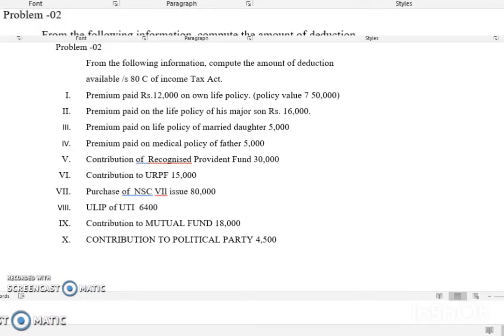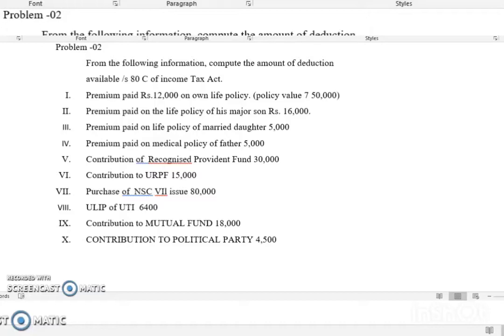Hello everyone, here we are going to see the second problem under 80C. Before going to the problem, one thing you have to be very clear about: under 80C you will get a maximum deduction of rupees 1,50,000. You won't get any amount of deduction as you are getting under the problem. The maximum amount you can deduct is 1,50,000.